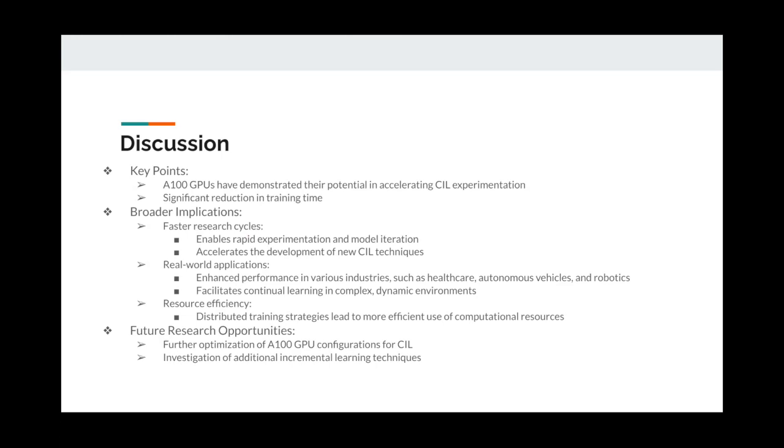Some future research opportunities are further optimization of the A100 GPU configuration. I think you could work with different data loaders to avoid GPU starvation, where it's waiting for more data. And you could also look into other incremental learning techniques, since I only looked into 2 here.